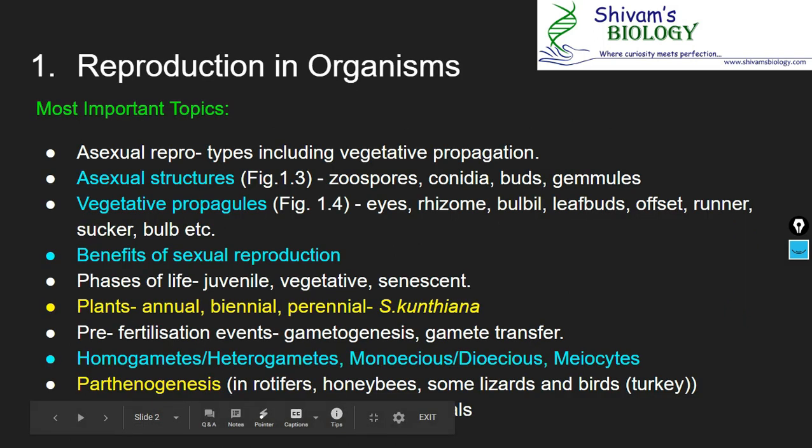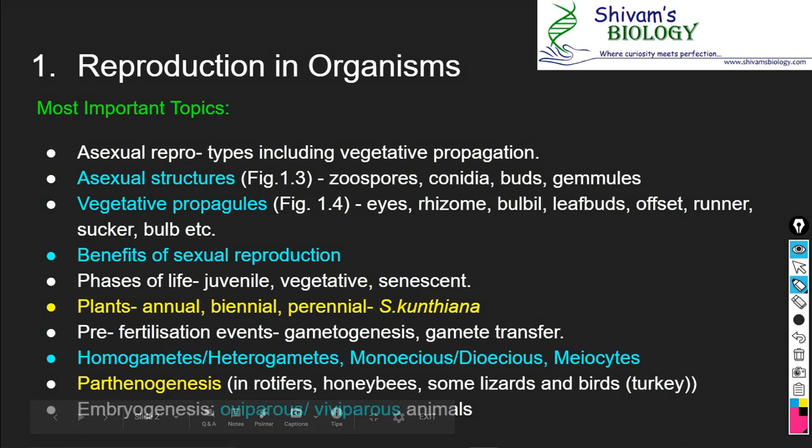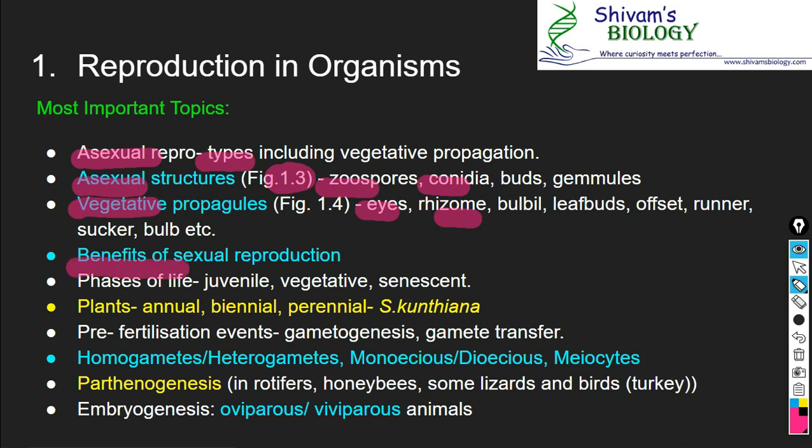In the first chapter, that is reproduction in organisms, the most important topics are asexual reproduction and its various types like binary fission and various others, asexual structures like zoospores, conidia, buds, gemmules, etc. that are given in figure 1.3 in your NCERT textbook, vegetative propagules like eyes, rhizome, bulbil, etc. After that, the benefits of sexual reproduction is a very important topic for your board exam.